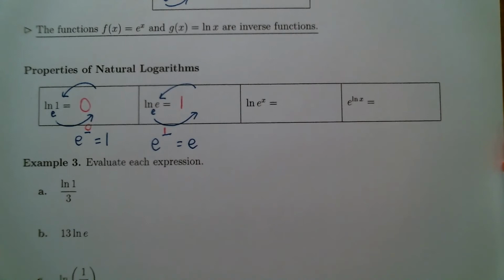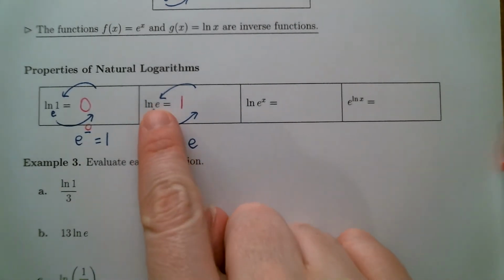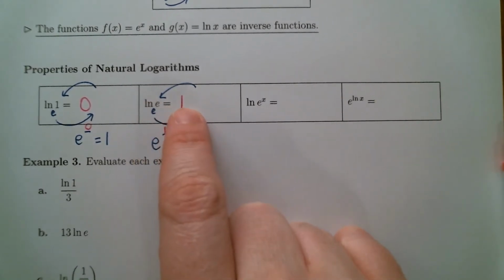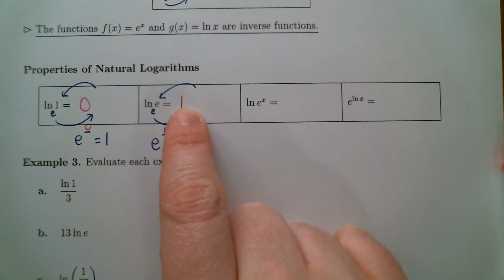All right, again, think of this: natural log and e are inverses of each other, so they kind of cancel each other out. When they cancel each other out, they leave 1, not 0.